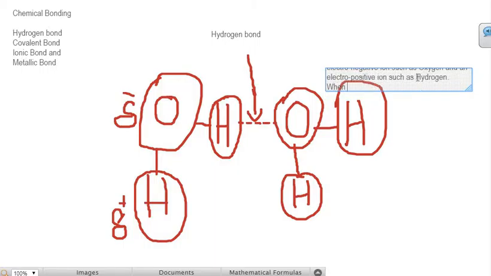When they combine, they form hydrogen bonding and are thus called hydrogen bond compounds.